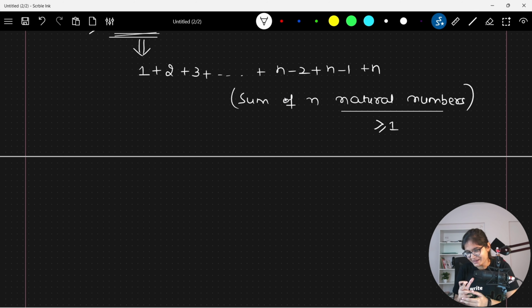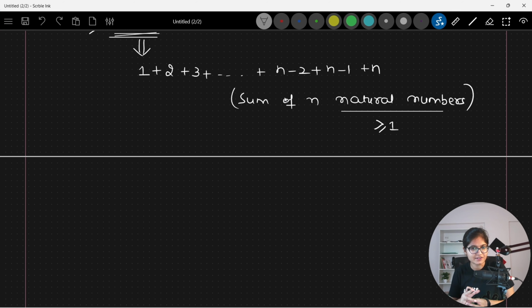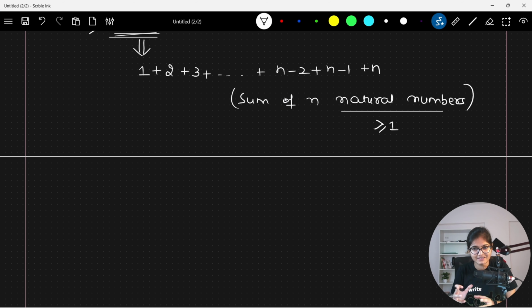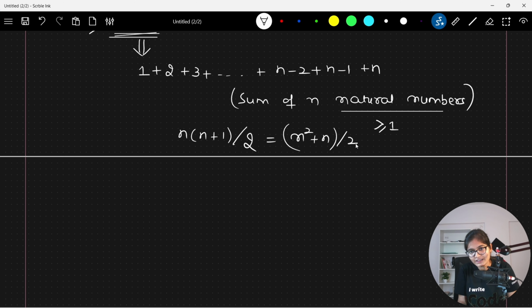Now, can anyone tell me, this is something we have already studied in our 9th, 10th, I would say even lower classes. What is the sum of n natural numbers? How can we compute that? It is nothing but, we have a formula: n into n plus 1 divided by 2, which can be written as n square plus n divided by 2.